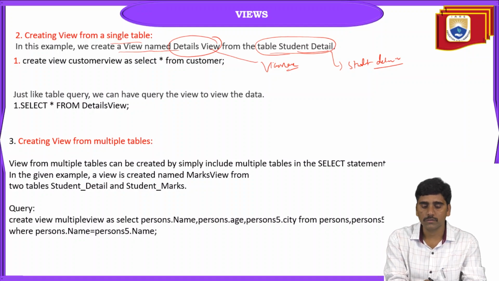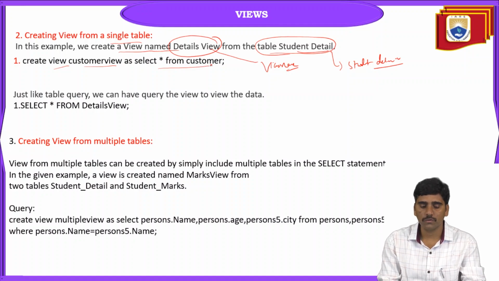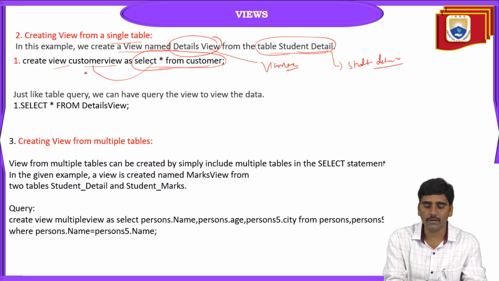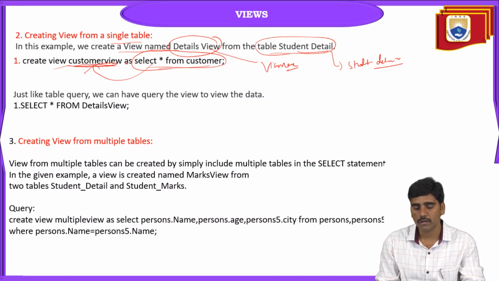So how are you creating it? Create view customer view as select star from customer. That means whatever columns are in the customer table, all of those columns will be created in the customer view. All the columns will be added to customer view.